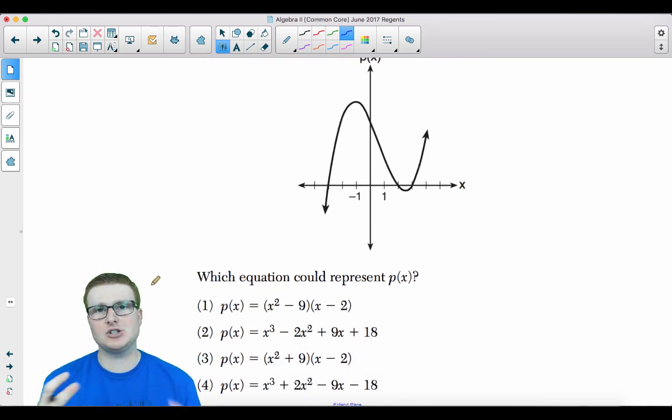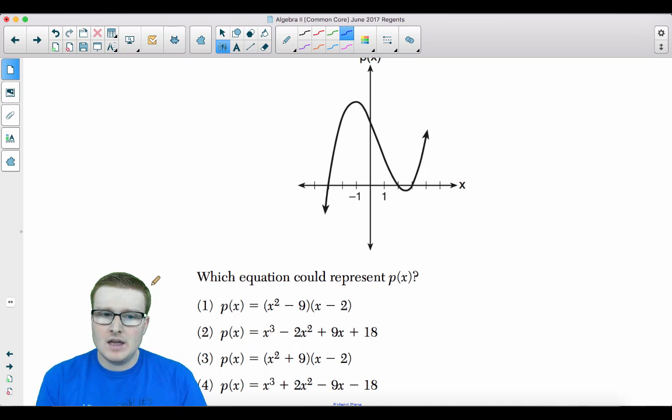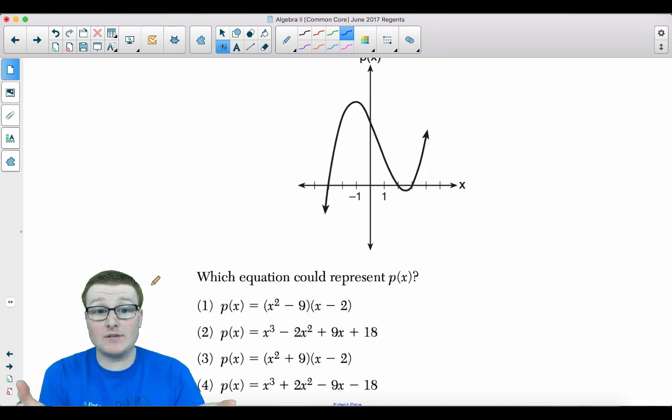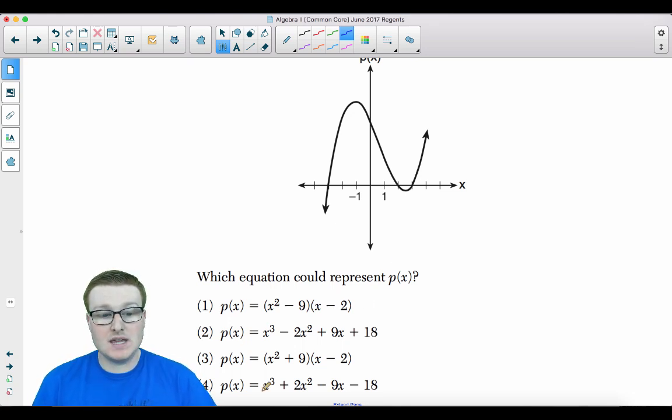So here's what they're testing your knowledge on. They give you a graph. You got to find the roots. The roots is a fancy word for where whatever function you're working with crosses the x-axis. Then they give you the equations in factored form. So they're testing your knowledge on whether or not you could put a root in a binomial factored form.